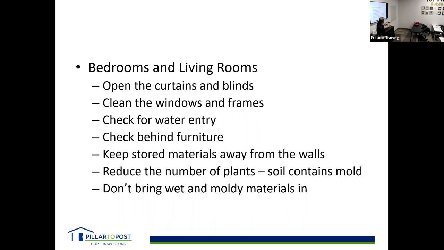Number of plants. Obviously, good planting soil, potting soil, has lots of microbial activity. So if you are concerned with mold and you have all these other issues, maybe having tons of plants isn't always the best idea. Also, keeping stored materials away from the walls.